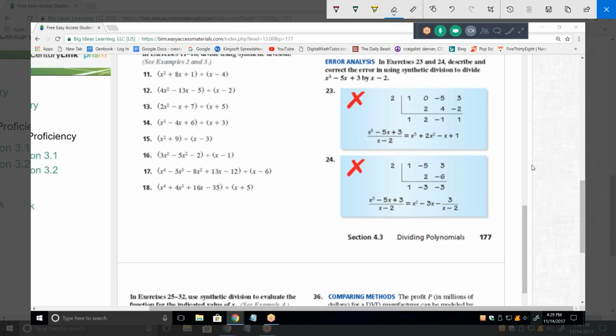All right, 15? Yes. Do it by synthetic. So that is 3 that goes in the box. And then the numbers aside are 1 and 9. I think. No, 1, 0, and then 9. You notice they do it a little differently over there.